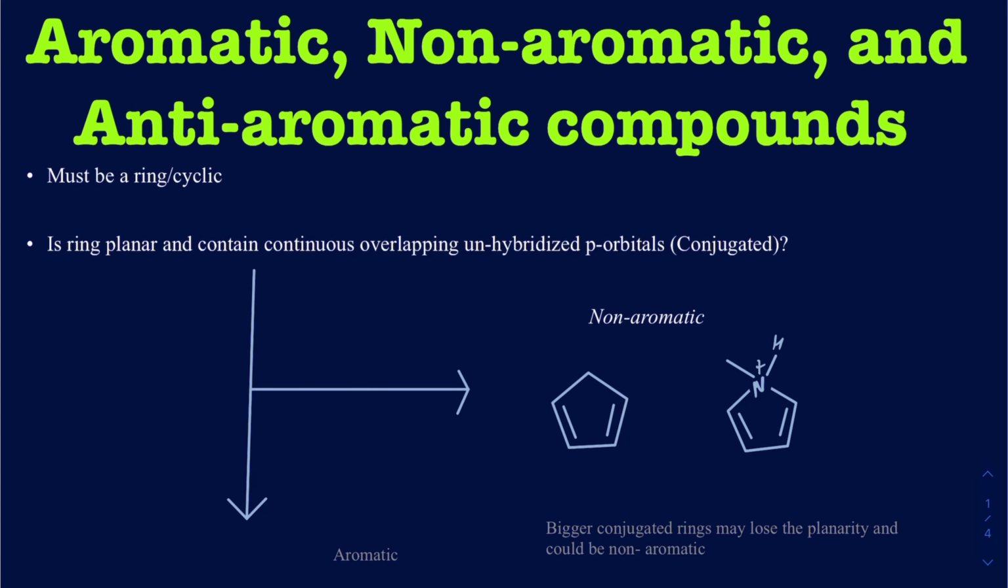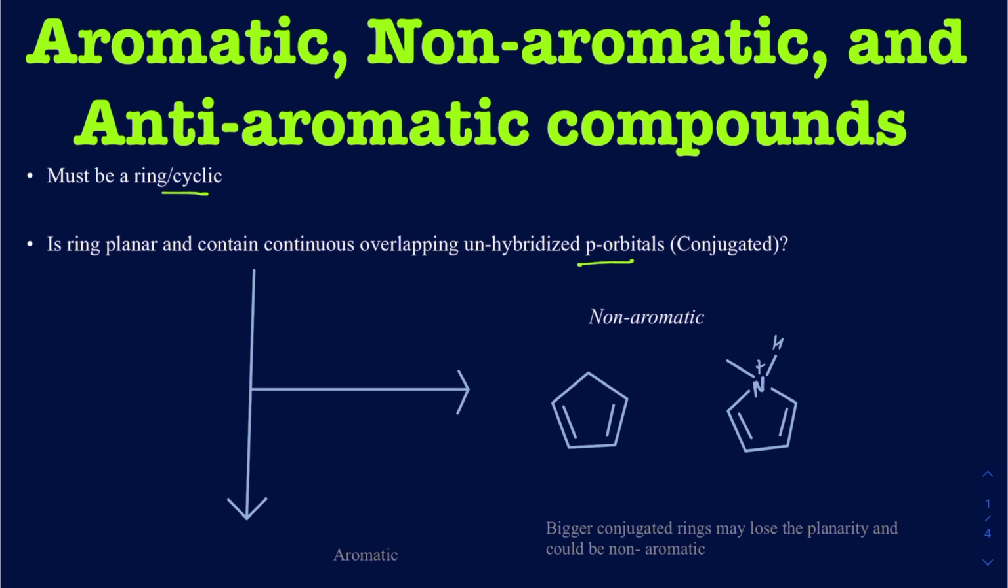Hello everyone, in this video I'm going to be talking about how to determine if a particular compound is going to be aromatic, non-aromatic, and anti-aromatic. So the very first thing you want to look for is obviously the compound must be a ring or cyclic, and the second thing, it needs to be planar and it should contain a continuous overlapping unhybridized p orbital, and you can also call that a conjugated system in that particular case.